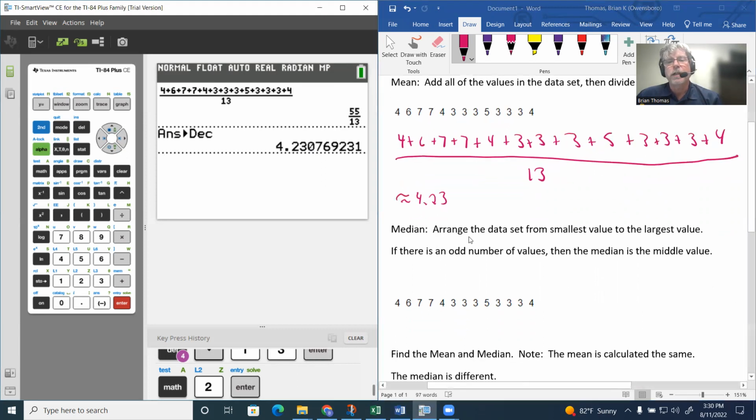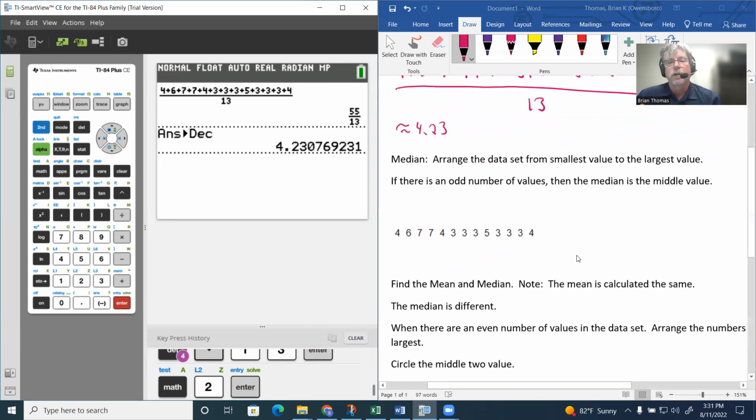Now, the median. If I want to find the median, arrange the data set from smallest to largest. And if there's an odd number of values, the median is the middle value. I'm going to pause the video for a second here.